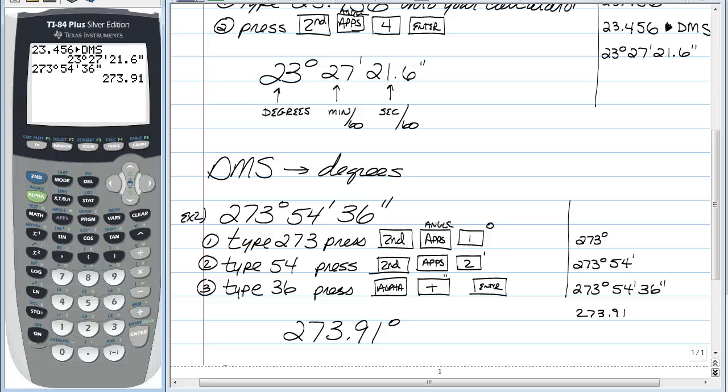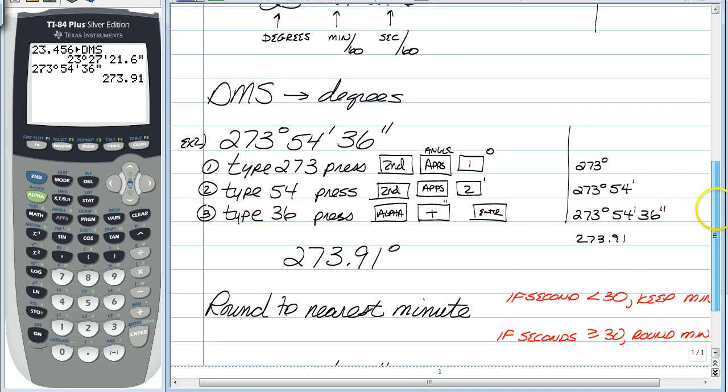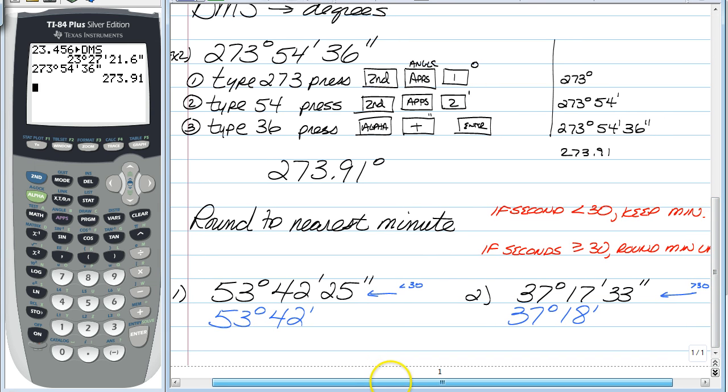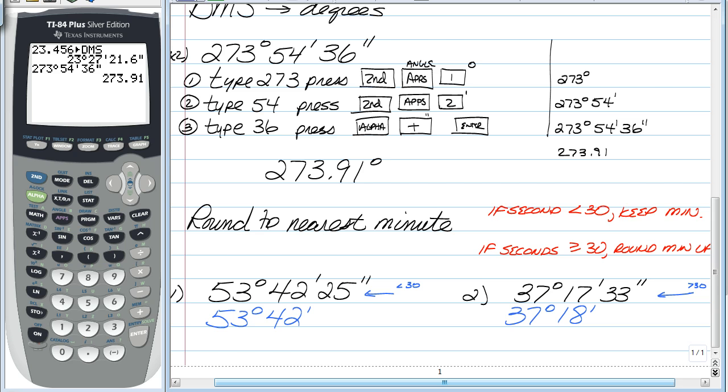Well, what if I asked you to round to the nearest minute? Well, rounding to the nearest minute is kind of like rounding in general. When we round numbers, we know 0.5 and above rounds up, but anything below 0.5 stays the same. Well, what's half of a minute? 30 seconds. So anything less than 30 seconds stays the same. So if I wanted to round 53 degrees and 42 minutes and 25 seconds to the nearest minute, we would just keep the 42. So it would be 53 degrees and 42 minutes.